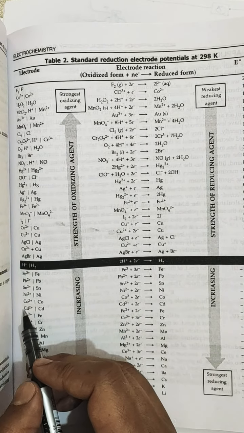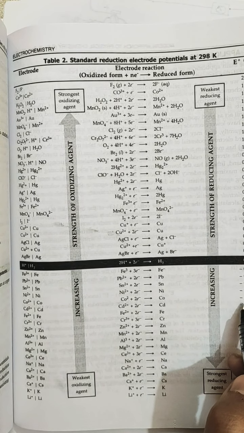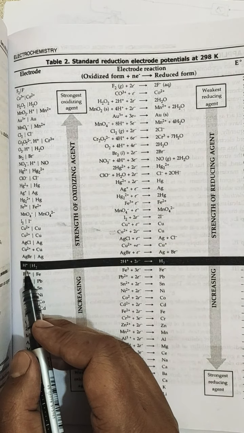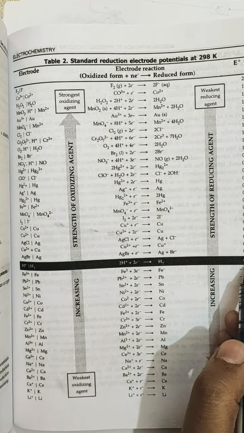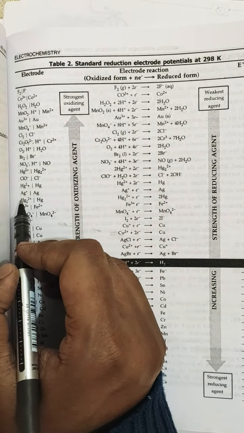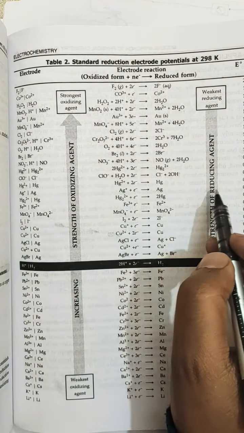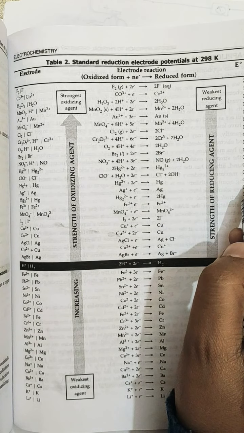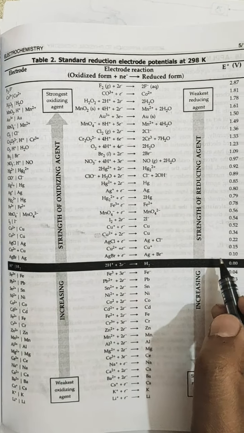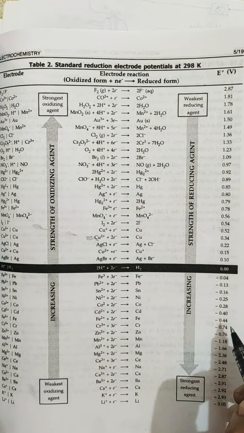So if you see that cobalt 2 positive is getting converted into cobalt, and its reduction potential is here, that is minus 0.28 volts. In case of hydrogen, the reduction potential of hydrogen is 0.00 volt. In case of silver Ag positive, the reduction potential of silver Ag positive to silver is given in front of it, and it is 0.85. So above this black line, these are the positive values, and downward this black line, these are the negative values.